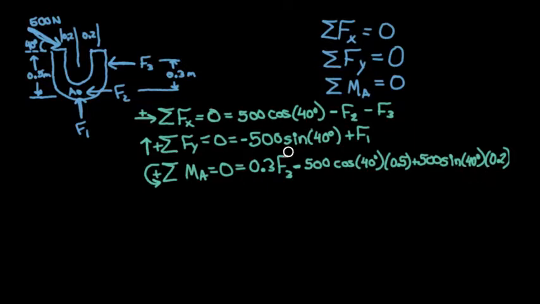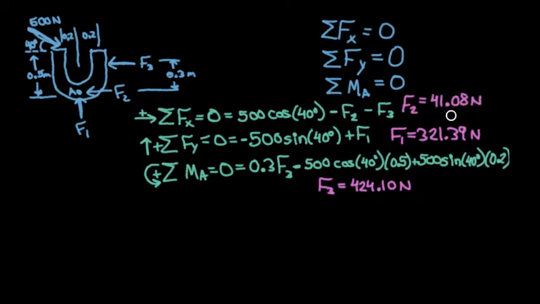This equation here is pretty easy. You just solve for F1. You'd find that it equals 321.39 newtons. In this equation, we can just solve for F3. Find that it equals 424.10 newtons. And then plug F3 up in here, and then we can solve for F2, which is 41.08 newtons.